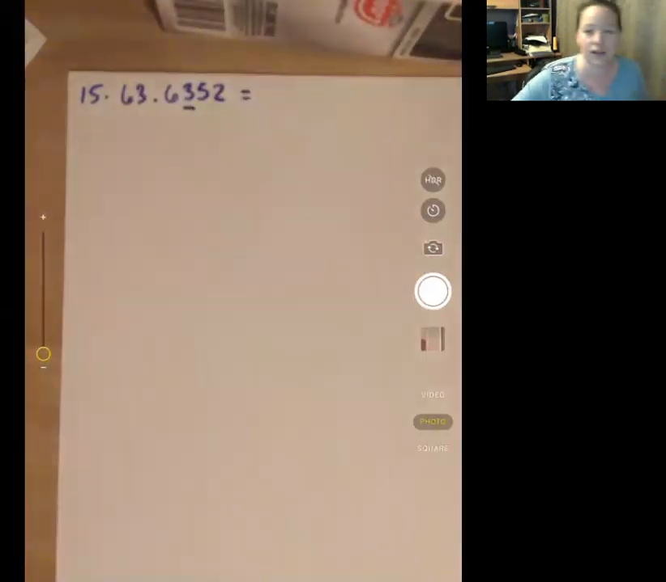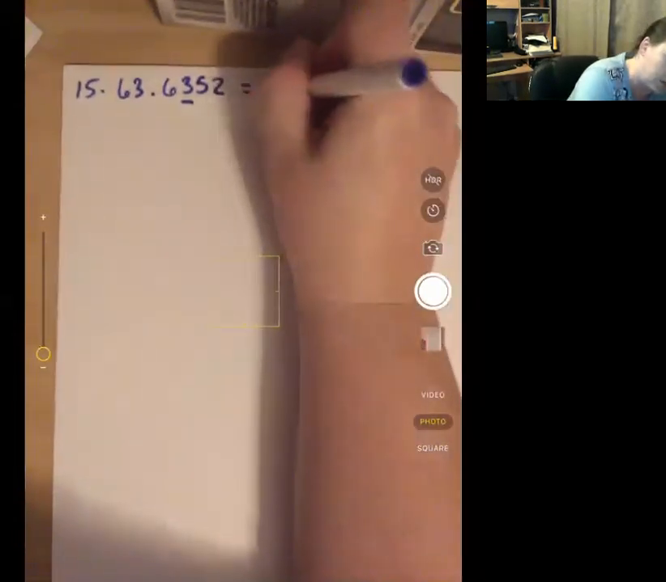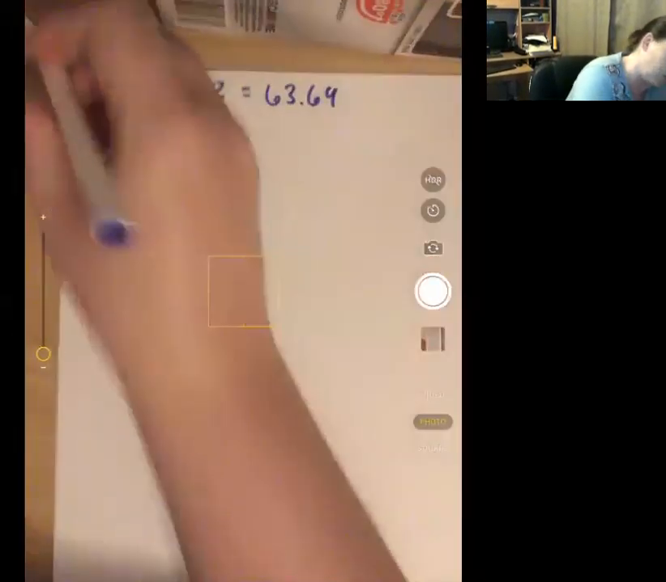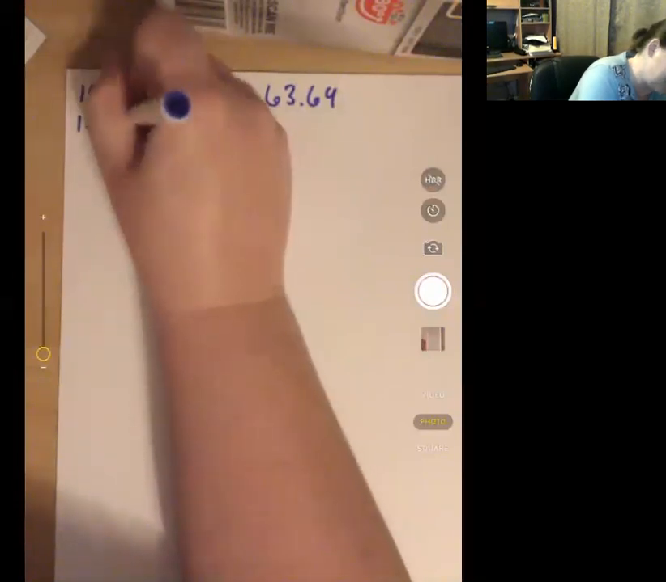The 3 knocks on the 5's door. The 5 says go up, so the 3 becomes a 4. 63 and 64 hundredths.